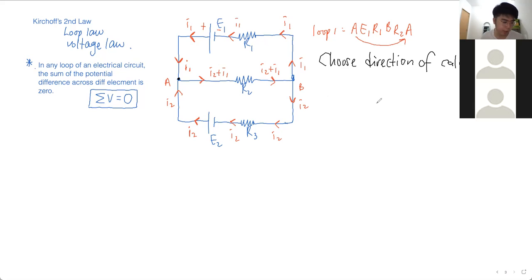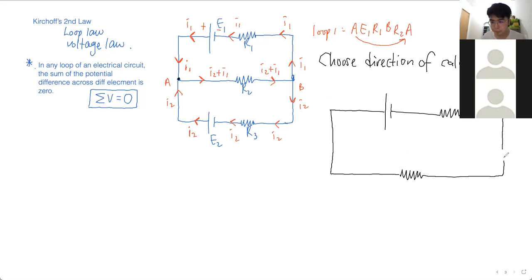Let me draw the upper circuit here so that we can do it bigger. Here we take the upper loop. This is R1, this is R2, this is my point A, this is my point B. E1. Then we put in my current direction I1.